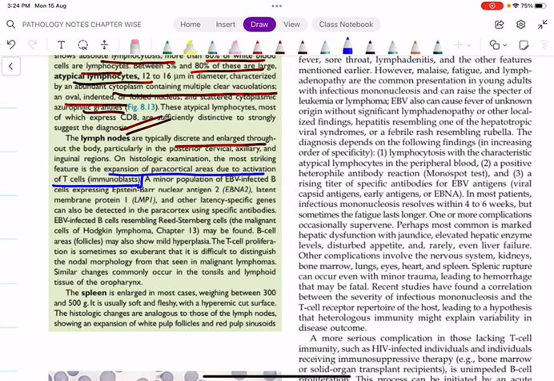Fine. This Epstein-Barr virus has some antigens: one is called latent membrane protein 1, LMP1, and another is called EBNA2, that is Epstein-Barr virus nuclear antigen 2. These genes can be detected by PCR. Remember this.